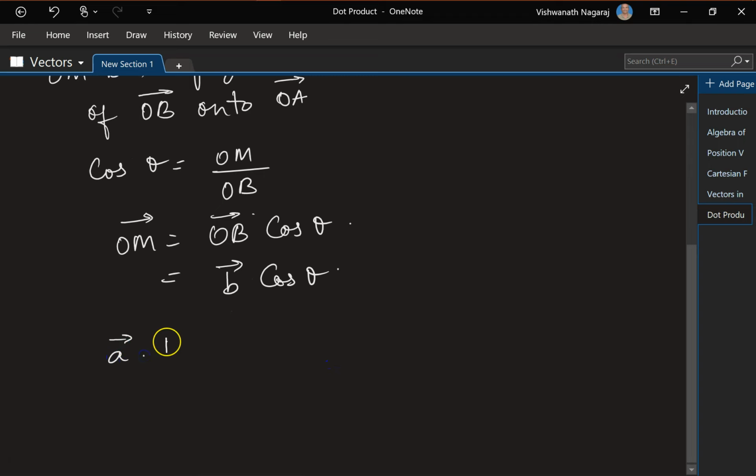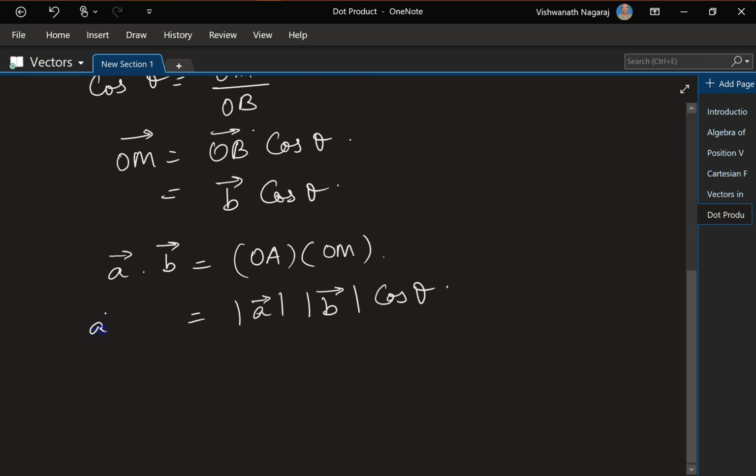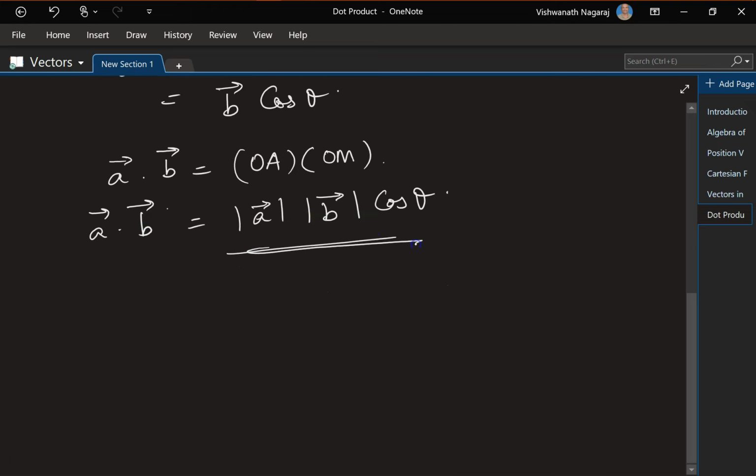Vector A dot vector B would be equal to OA times OM. Now OA is magnitude of A and OM is going to be magnitude of B cos theta, because cos theta is a number which doesn't have any direction. So the dot product is magnitude of A, magnitude of B times cos theta. So that is the dot product.